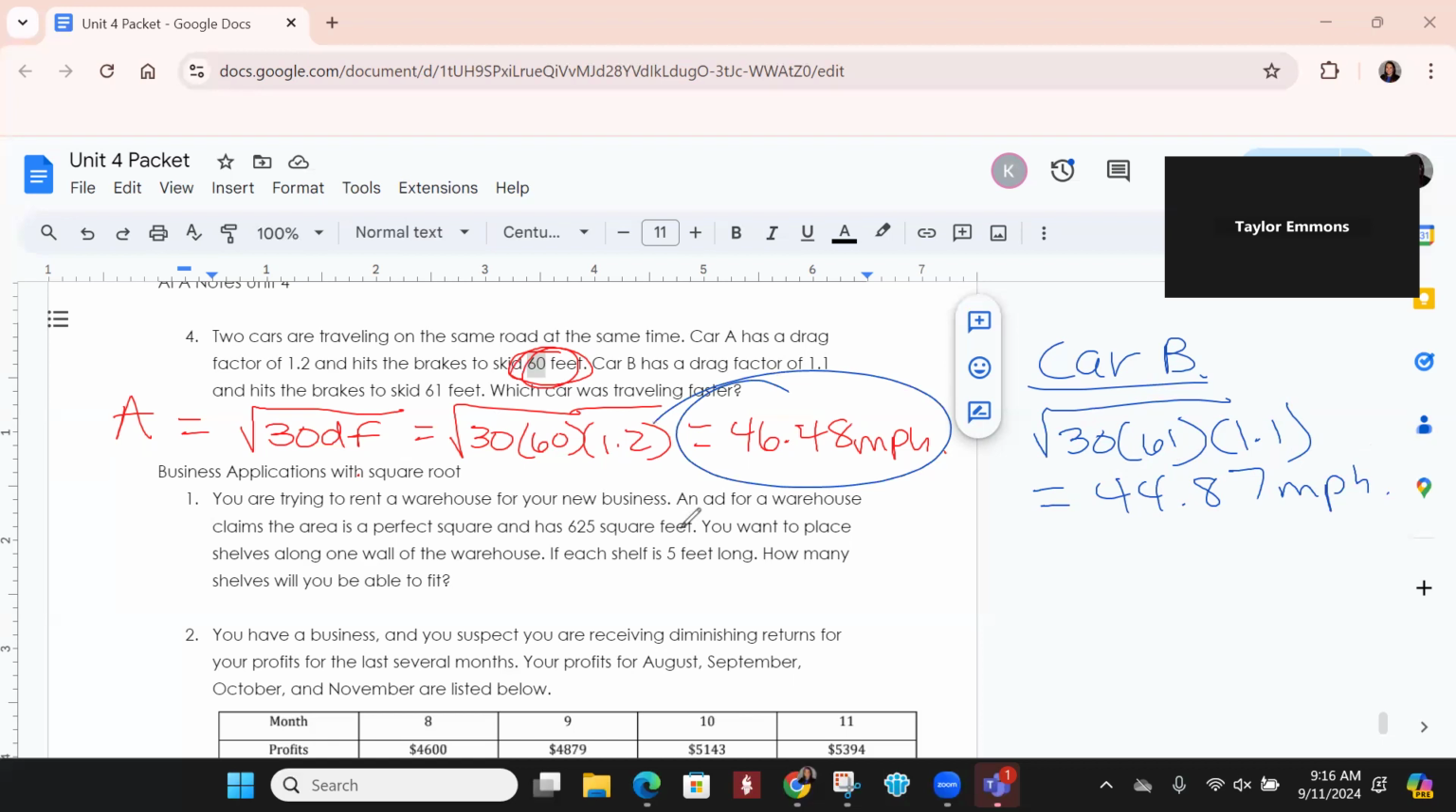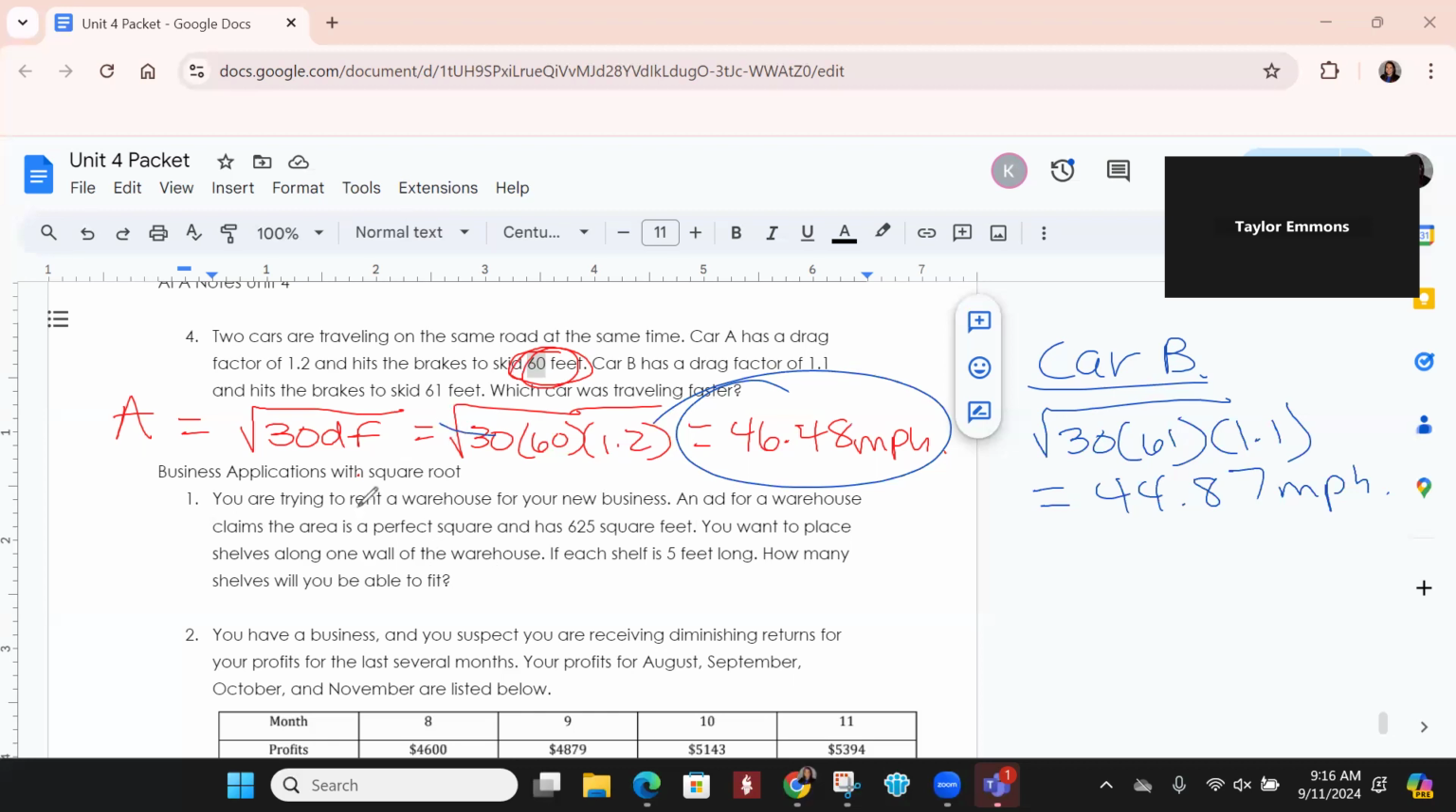All right, so other business applications with square roots. You're trying to rent a warehouse for your business. An ad for a warehouse claims the area is a perfect square and it has 625 square feet. You want to place shelves along one wall of the warehouse. If each shelf is 5 feet long, how many shelves will you be able to fit? So again, a little random, but understanding the application of square root.